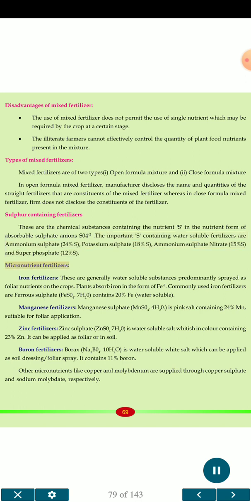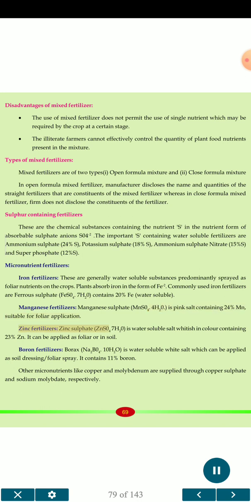Micronutrient fertilizer. Iron fertilizer. These are generally water-soluble substances predominantly sprayed as foliar nutrients on the crops. Plants absorb iron in the form of Fe2+. Commonly used iron fertilizer is ferrous sulfate, FeSO4.7H2O, which contains 20% Fe and is water-soluble. Manganese fertilizer. Manganese sulfate, MnSO4.4H2O, is a pink salt containing 24% Mn, suitable for foliar application.